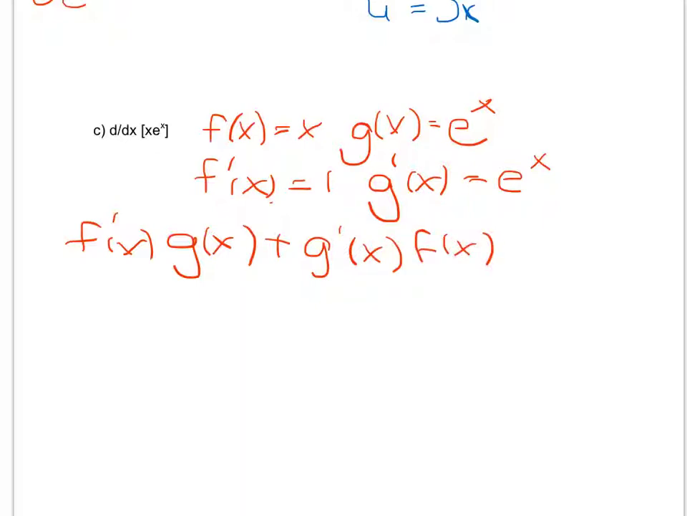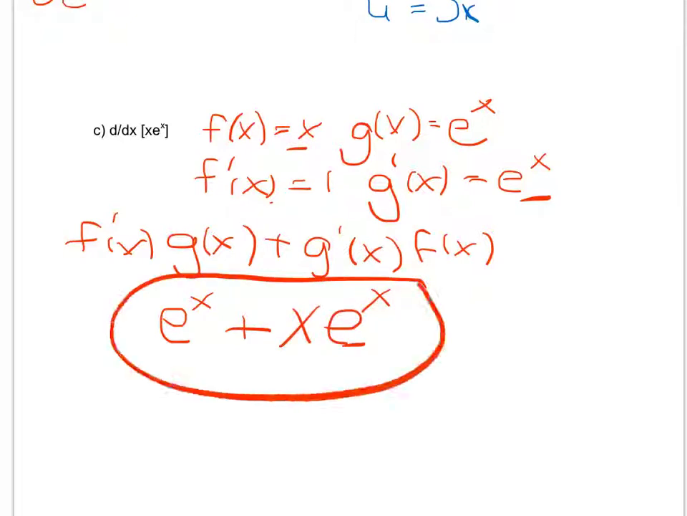So derivative of the first times the second is 1 times e to the x, which is just e to the x, plus derivative of the second times the first, e to the x times x. I am going to write the x first, and that would be my final answer using the product rule. So, not overly difficult, just making sure to recognize when I have to bring my other rules in.